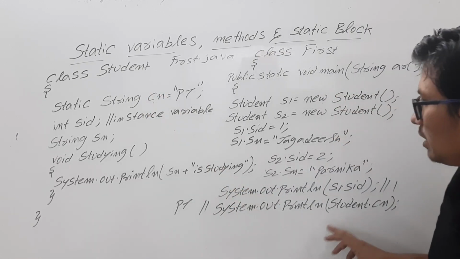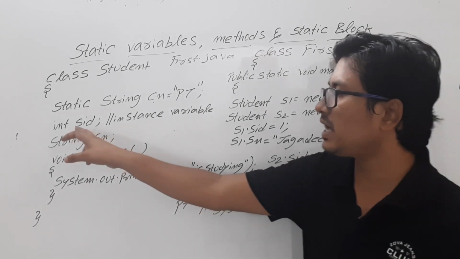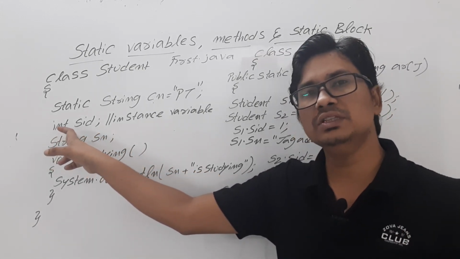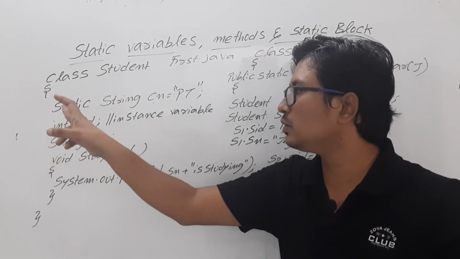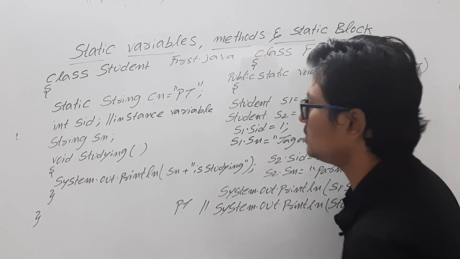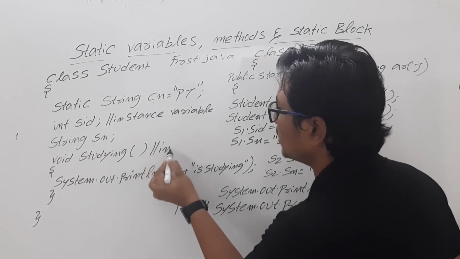Okay, so remember one important point: for instance variables, you need to create an object. Using that object and the dot operator, you can access the instance variables and the instance method, because this is also an instance method.